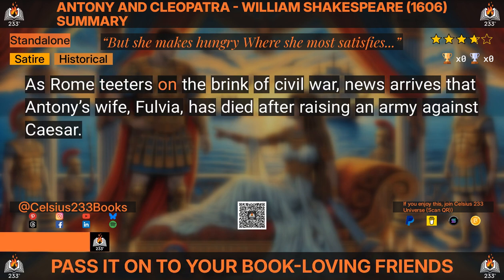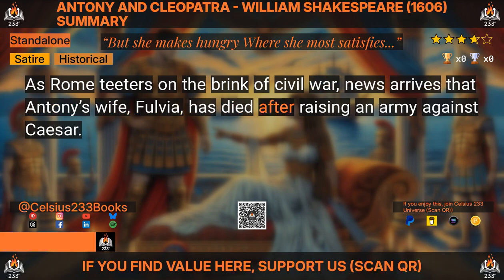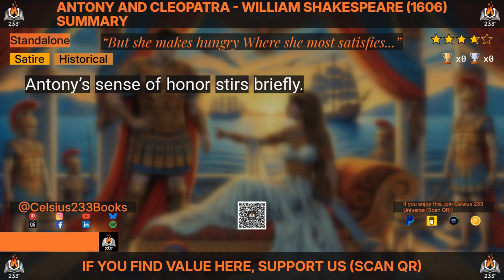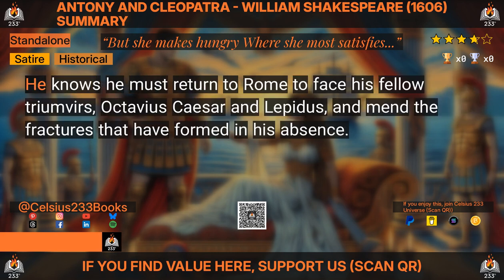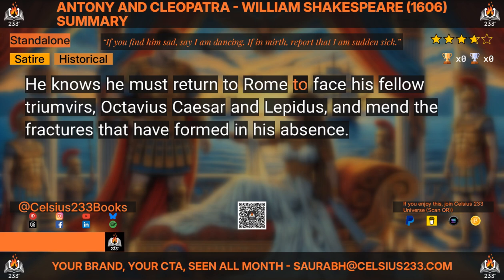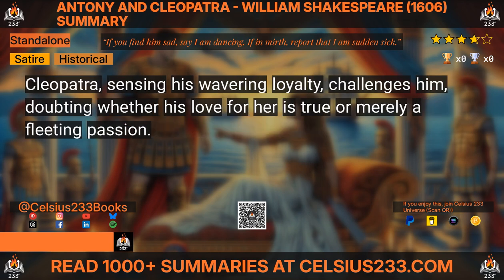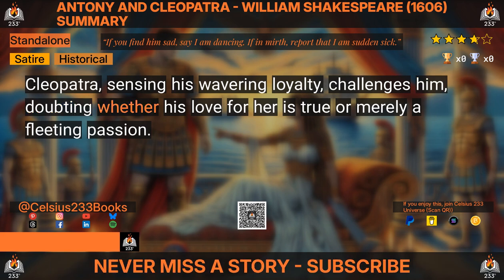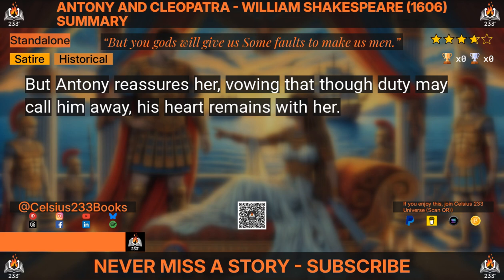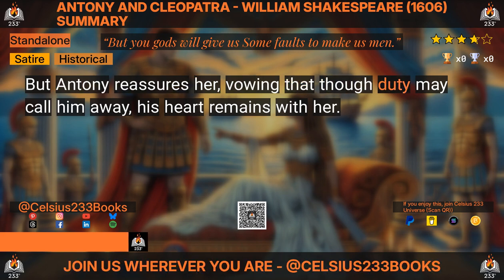As Rome teeters on the brink of civil war, news arrives that Antony's wife, Fulvia, has died after raising an army against Caesar. Antony's sense of honor stirs briefly. He knows he must return to Rome to face his fellow triumvirs, Octavius Caesar and Lepidus, and mend the fractures that have formed in his absence. Cleopatra, sensing his wavering loyalty, challenges him, doubting whether his love for her is true or merely a fleeting passion. But Antony reassures her, vowing that though duty may call him away, his heart remains with her.